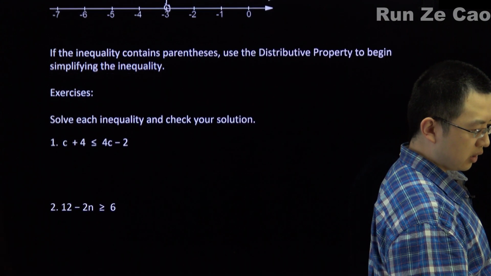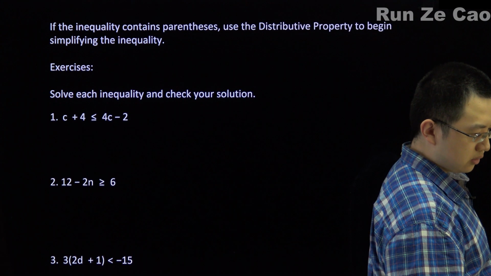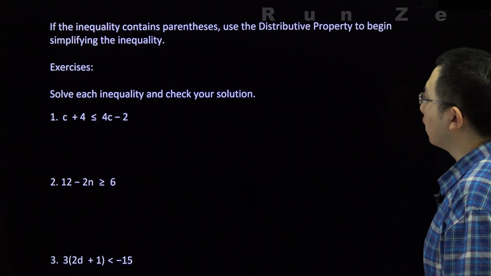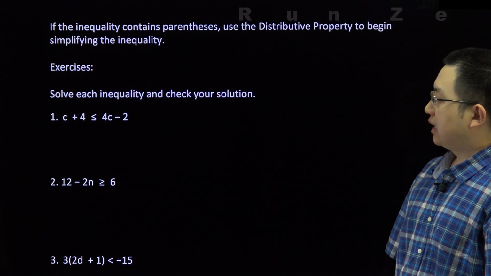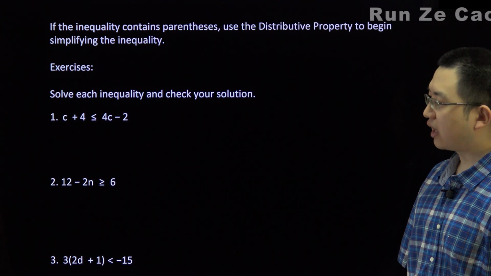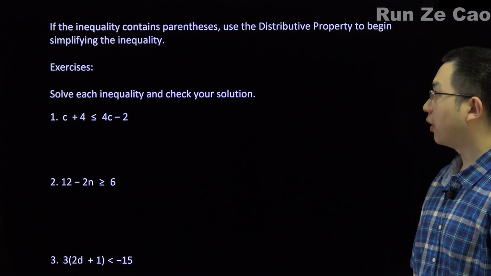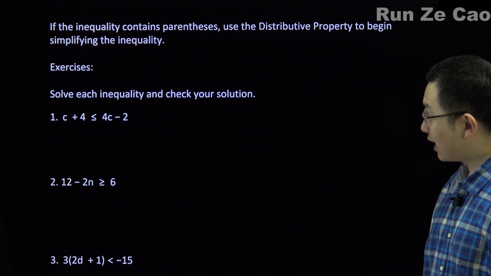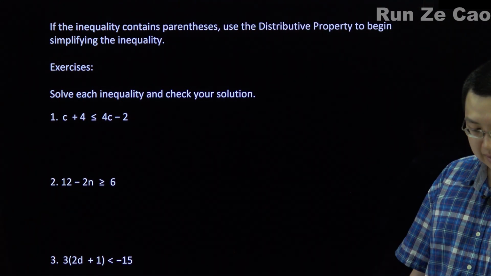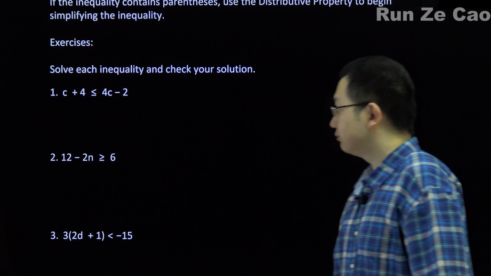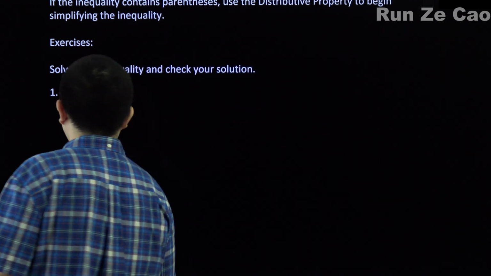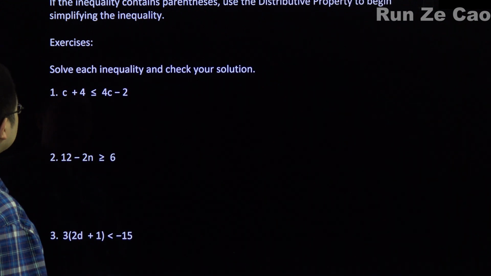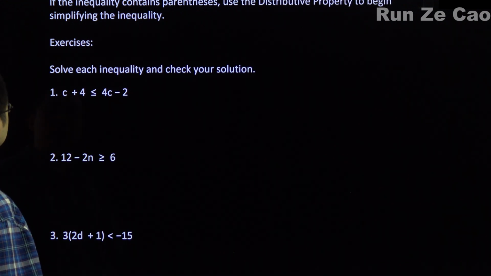Now, if the inequality contains parentheses, use the distributive property to begin simplifying the inequality. Or you can divide the number that the parenthesis is multiplied by. So you can cancel a bit, as I showed earlier. Exercises. Solve each inequality and check your solution.